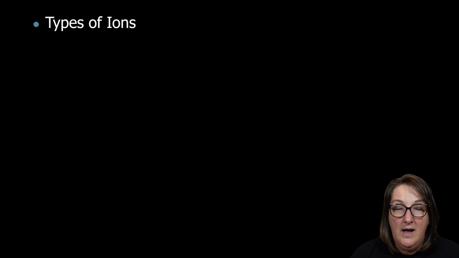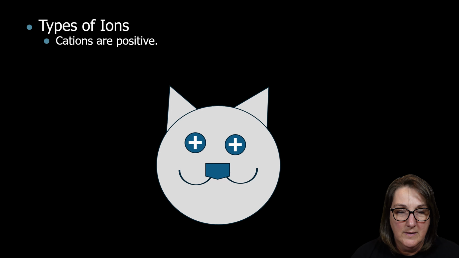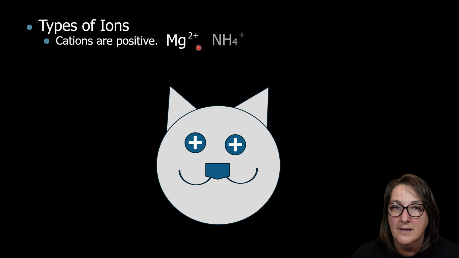So we have different types of ions. Remember, ions are atoms where the electrons are more or less than your protons. And I have ones that are called cations, and cations are the positive ones. These are going to be like sodium, with a plus after it, or magnesium 2 plus, or a compound with a plus on it. This is telling me that I have lost electrons, so I'm going to have more protons, so that's going to give me a positive charge.